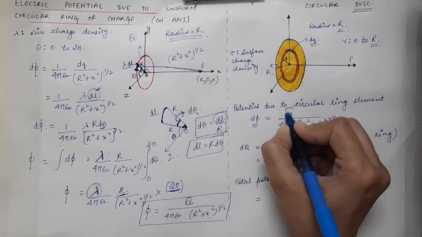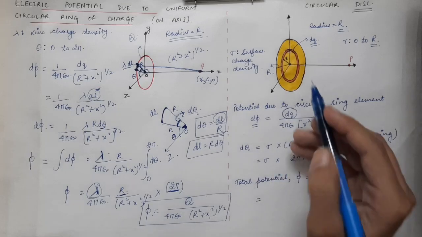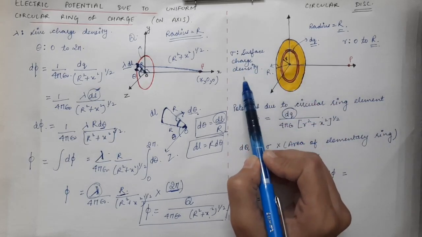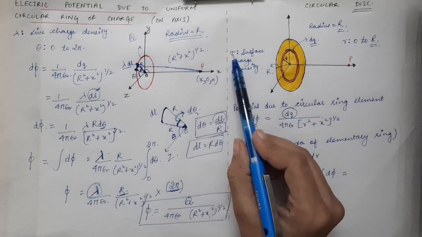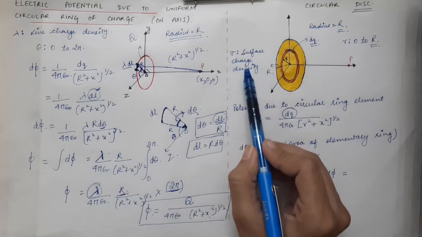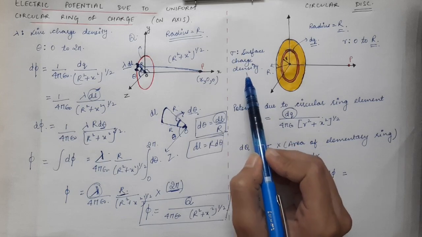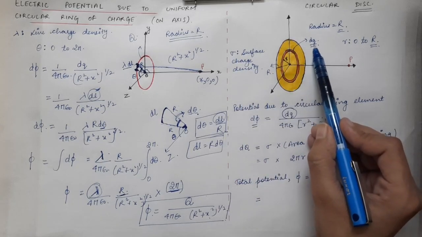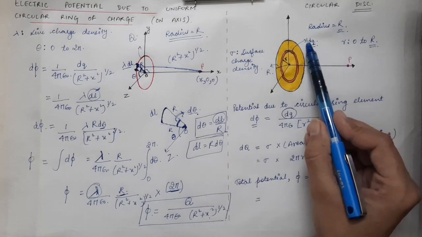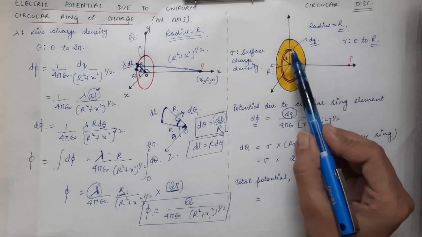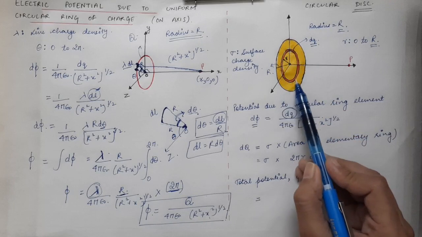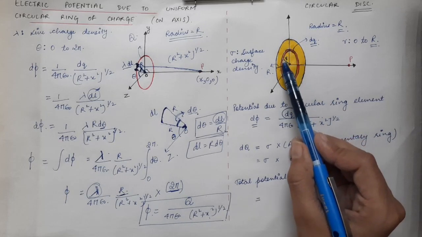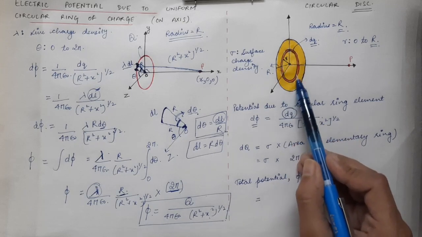Now what is dq equal to? First of all, we know sigma is the surface charge density, which is the charge present in unit area. But here we are interested in finding this dq amount of charge. To know dq, we must know the area of this shaded region, which is this orange portion.